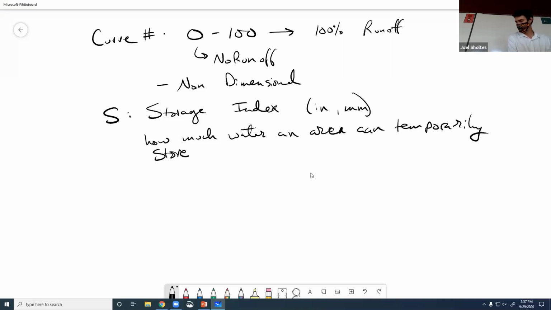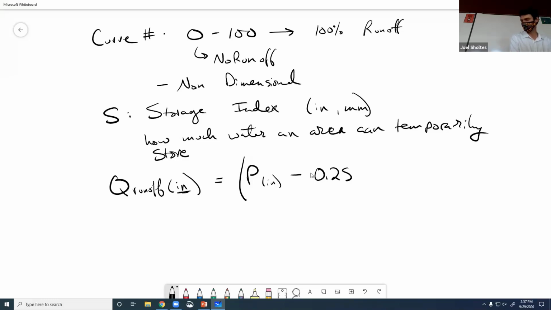All right, so here's the equation. Q often means discharge, but in this case, it just means the depth, so inches, is equal to precipitation, which is in inches, minus 0.2 times S, squared, divided by P plus 0.8 S.